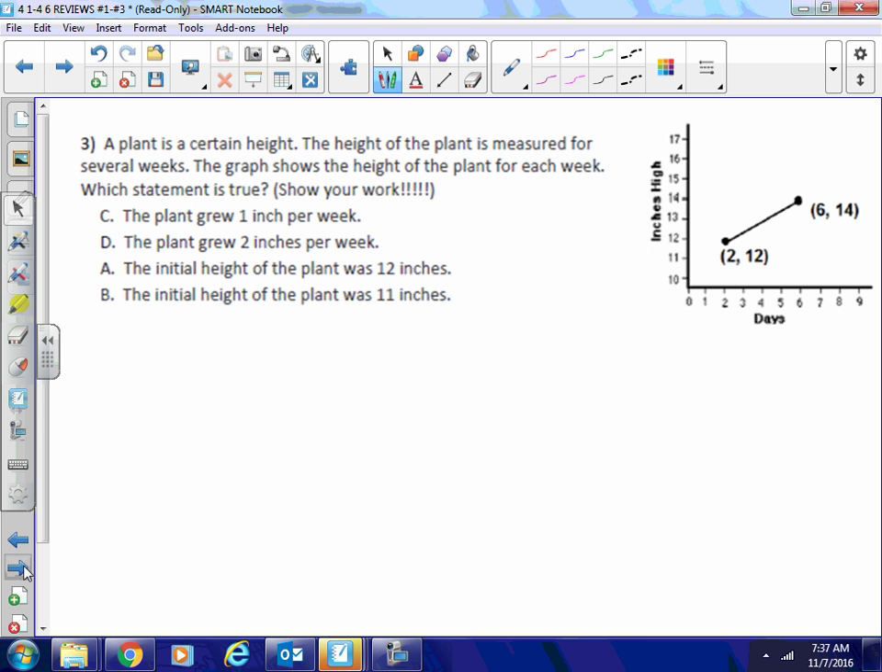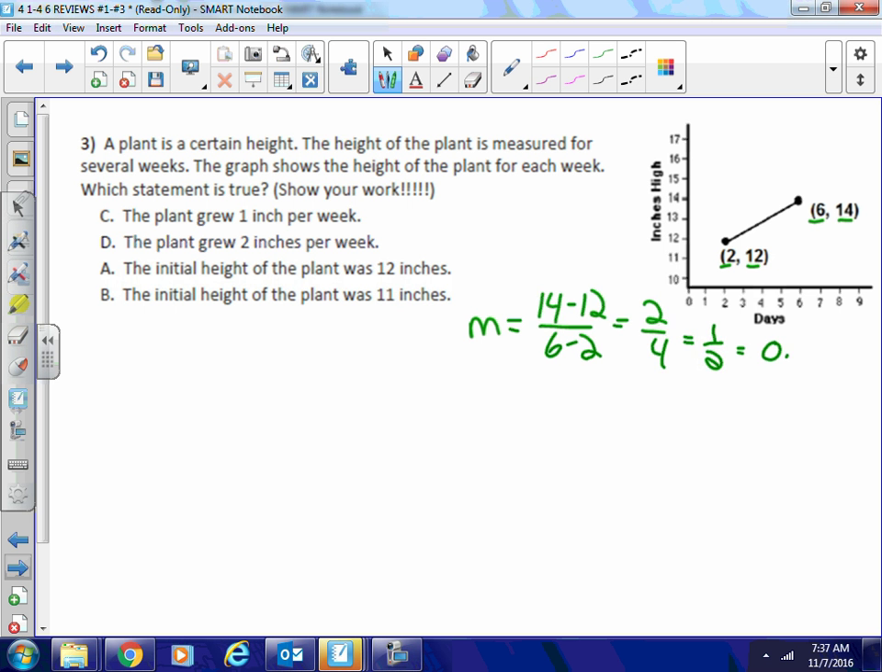Number 3, a plant is a certain height. The height of the plant is measured for several weeks. The graph shows the height of the plant for each week. Which statement is true? Show your work. All right, well, first let's just go ahead and calculate our slope. Our slope is equal to y2 minus y1 over x2 minus x1. 14 minus 12 over 6 minus 2. So we've got 2 over 4, which is equal to 1/2.